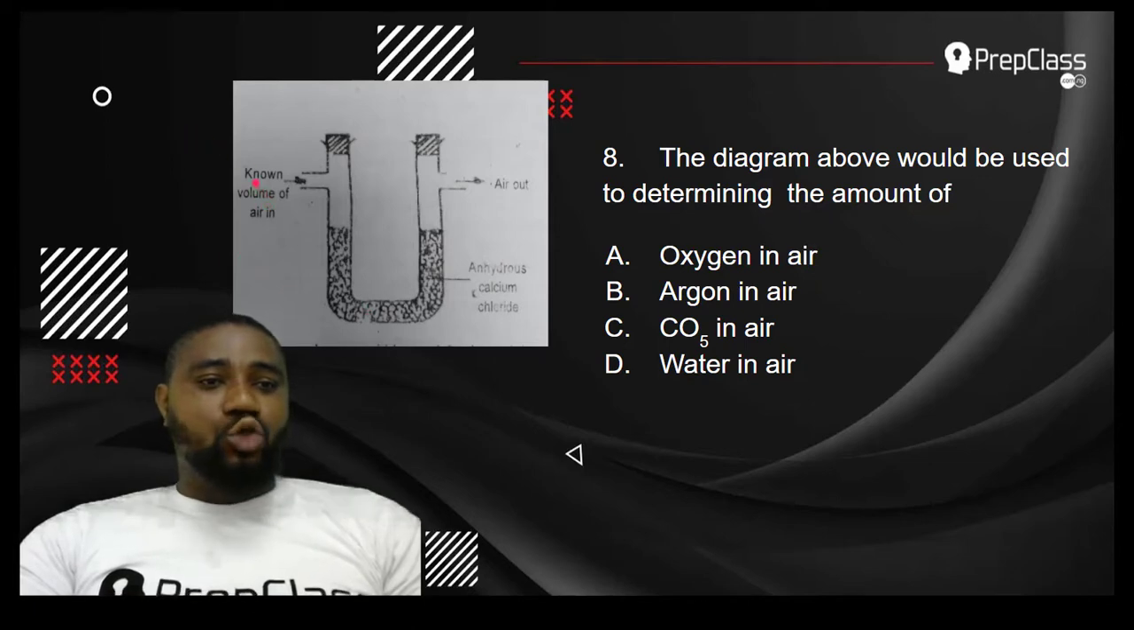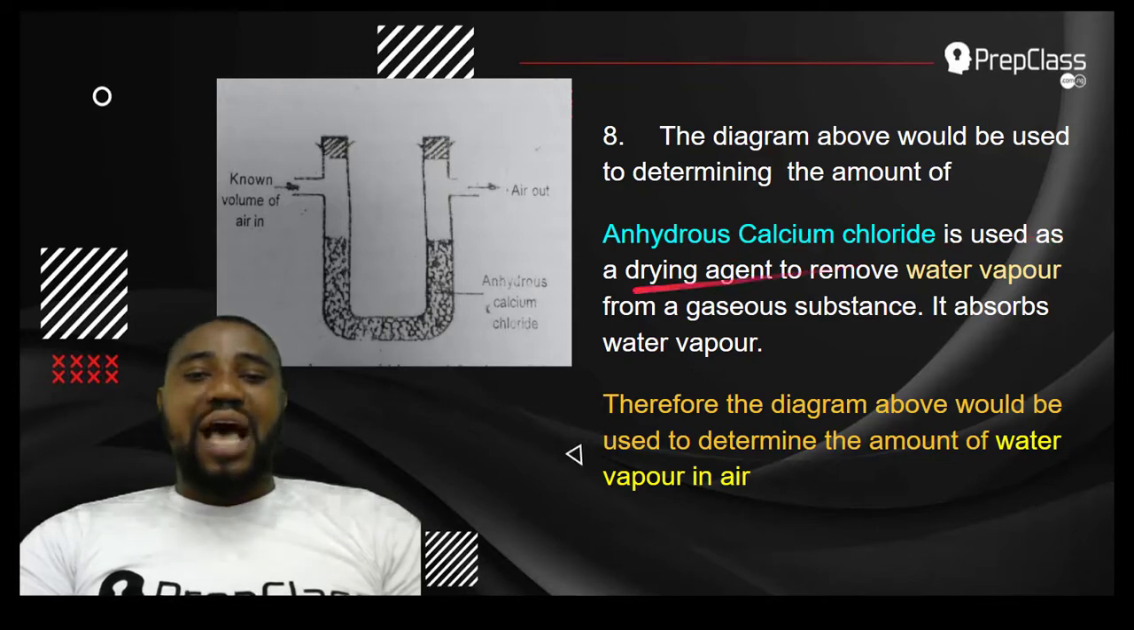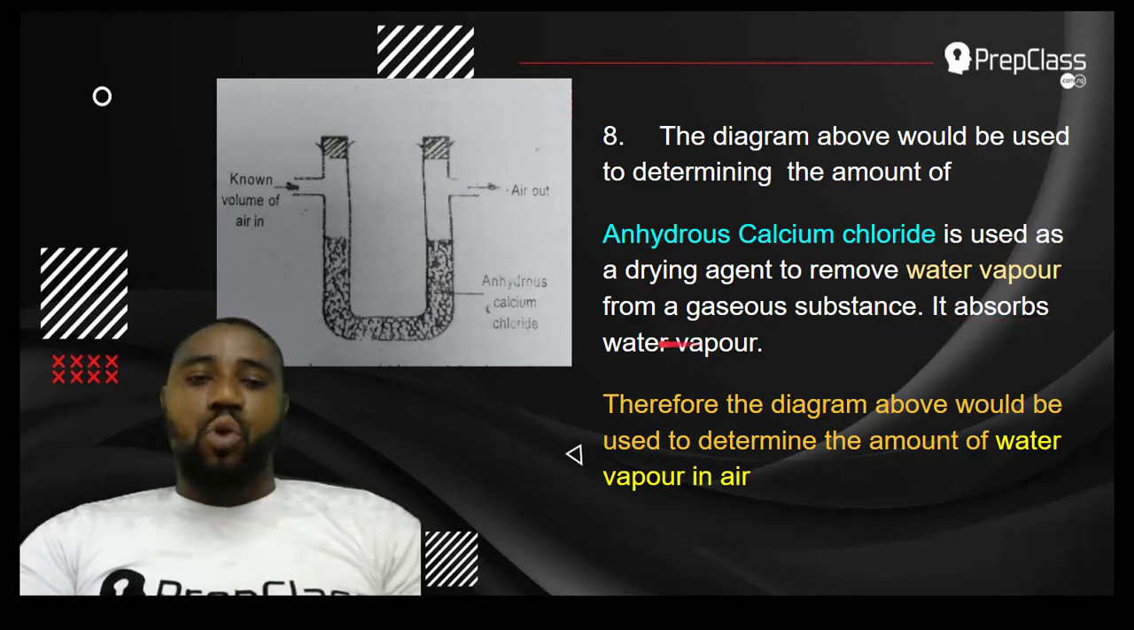Now I have a known volume of air. Air is entering in and air is going out of here. Air is entering in to enter into the calcium chloride and air is what? Going out of here. Alright. Now I say that anhydrous calcium chloride is used as a drying agent to remove water vapor from gaseous substances or substances generally. It absorbs water vapor.